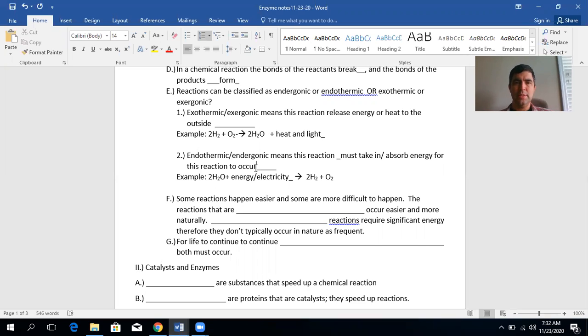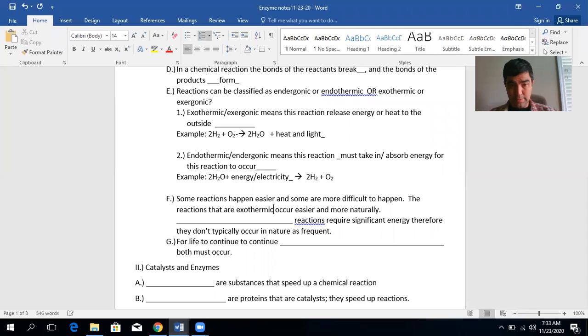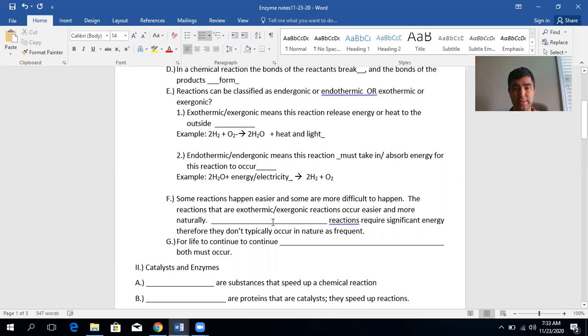Which one do you only have to put a little bit of energy into, not a lot, and then it produces a lot of energy? Which of those, exothermic or endothermic, or exergonic or endergonic? The one that you would say is easier to occur is exothermic or exergonic. The exothermic slash exergonic reactions occur easier and more naturally.